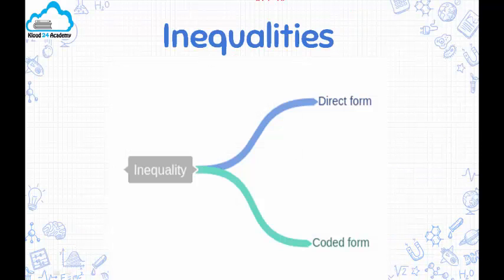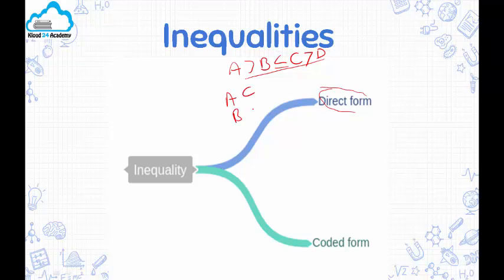Let's look at it. In inequalities, two types of questions are asked. One is direct form, like A greater than B, B is less than or equal to C, C is greater than B, and so on. So you'll be given a question like this and you'll be asked the relation between A and C or B and D and so on. So you can directly see the inequalities among these objects and you can answer.